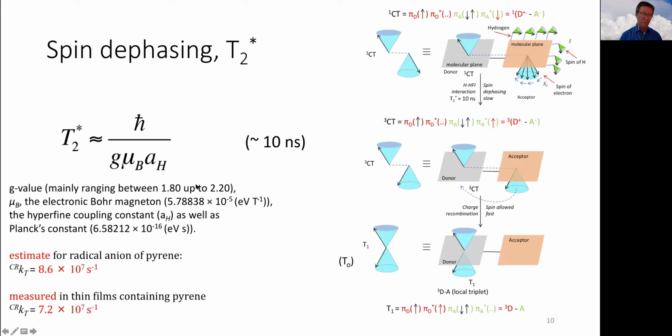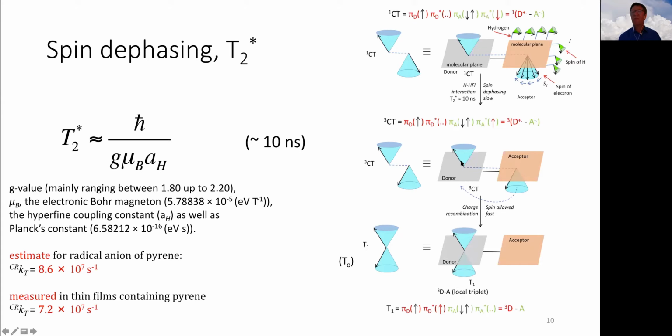So we can try to visualize this spin dephasing, and that's what we try to do here. First, we see here the electronic configuration of the singlet charge transfer state. This is the radical cation of the donor. This is the radical anion of the acceptor. And spin dephasing is basically an interaction of the nuclear spin with the electron spin. So if we start off with this singlet charge transfer state, this interaction can cause dephasing, so-called spin dephasing. And then we get into what we call the triplet charge transfer state.